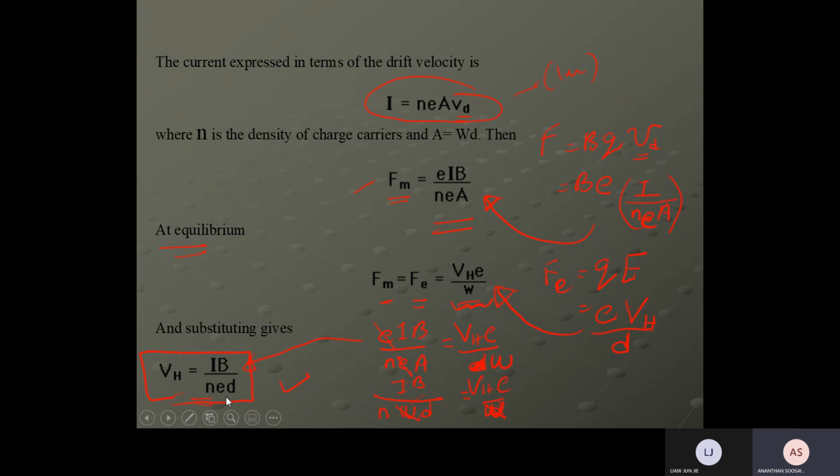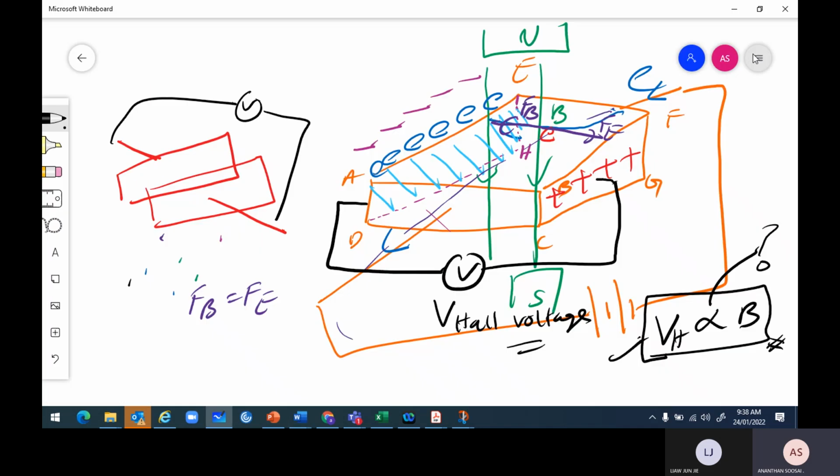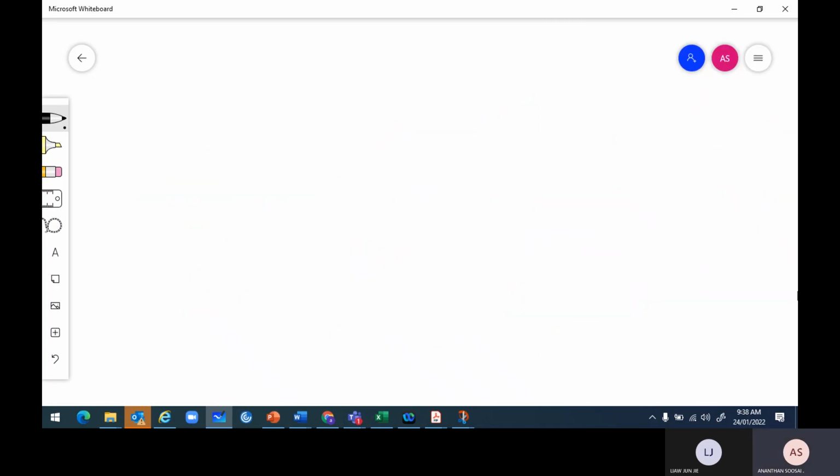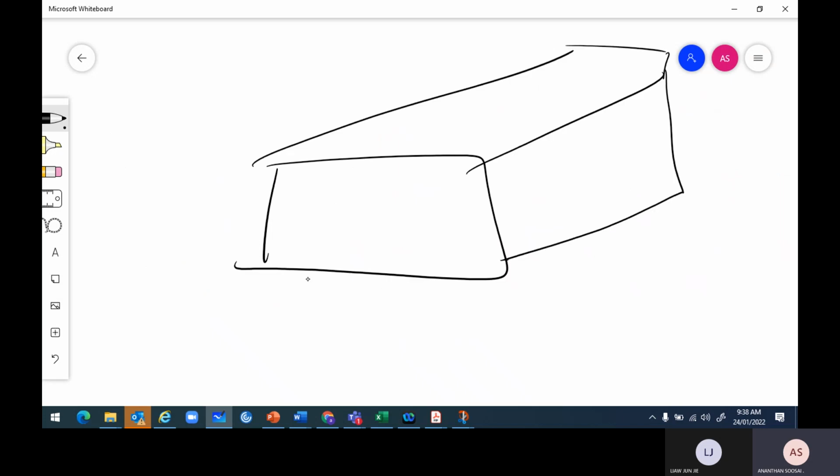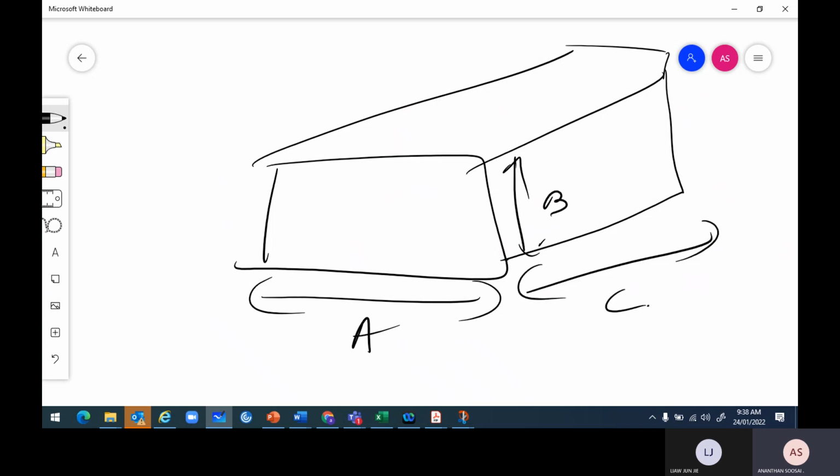So IB over nED. Okay, let me test. You have again a slice. This dimension, I put a different symbol: this is your A, this is your B, this is your C. Okay, so I give the magnetic field this way. If the magnetic field is this way, again the current is flowing this way, current coming out here.